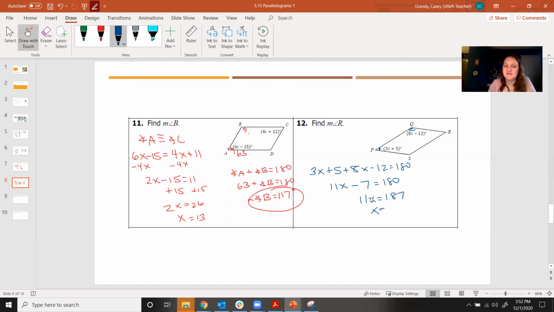So x equals 17. And then I want to find angle R. Well, I know that angle R will be congruent to angle P because they're opposite angles. So I'm going to take my 17 and plug it in here. 3 times 17 plus 5, you get 56. So this angle is 56 degrees, which means that angle R also has to be 56 degrees because opposite angles in a parallelogram are congruent.